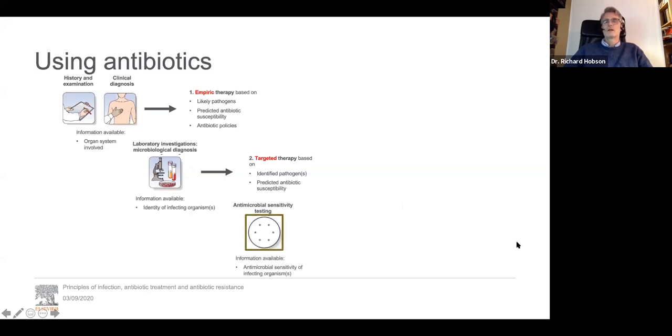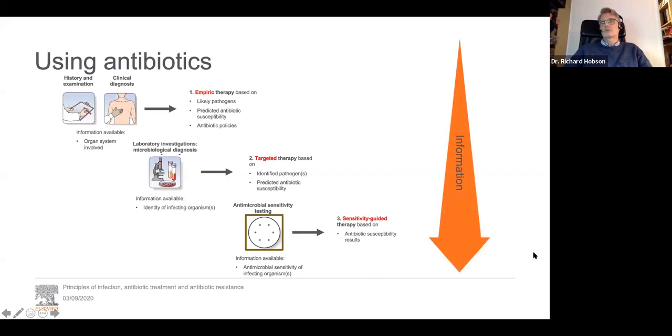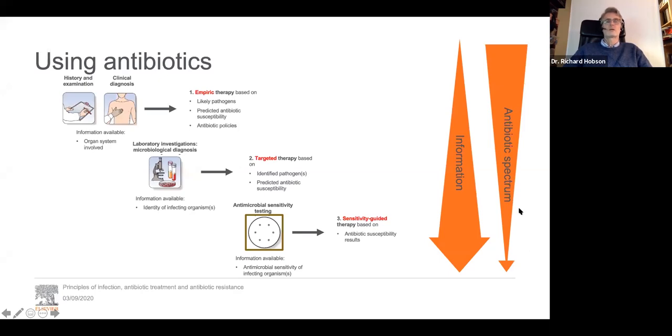And then the final stage where we hope to find ourselves is sensitivity-guided therapy, which is based on all the microbiology results, including antibiotic susceptibility results. So there's a very important couple of arrows here. Basically, as the information about the patient or about the patient's infection increases, the antimicrobial spectrum that's being used in that patient should decrease. And it should be an active process of reducing the spectrum of antibiotics wherever possible. In the UK, this has been summarized as start smart, then focus by the Department of Health.